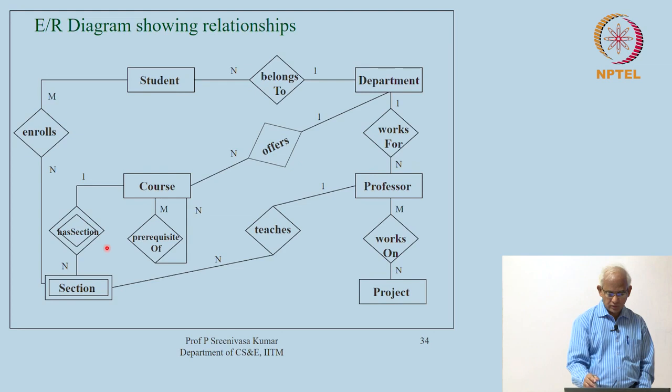All these are the relationships, and prerequisite is a relationship that exists between courses. We should ideally write the role name here, but I have not written it. Course participates as a course and as a prerequisite. In what role does it participate? It participates as a prerequisite, and as a course. That is the prerequisite-of relationship. We call this a recursive relationship in database parlance.